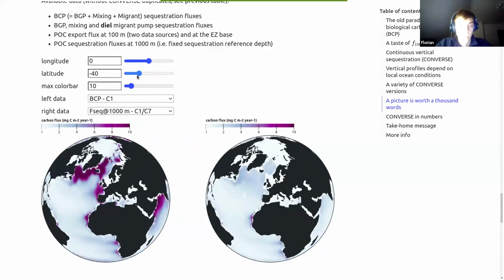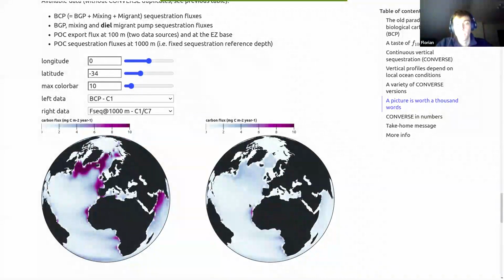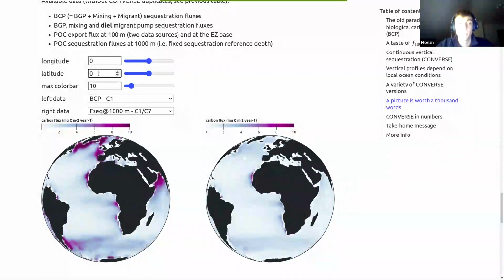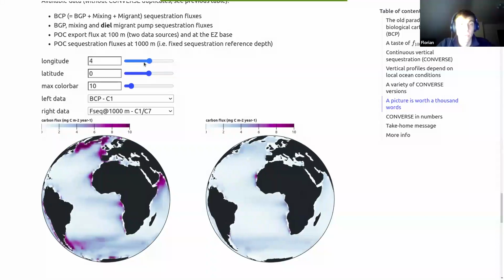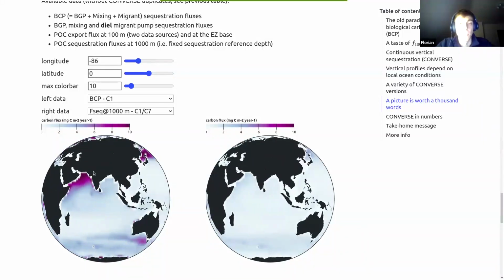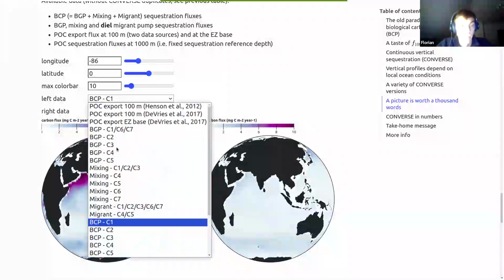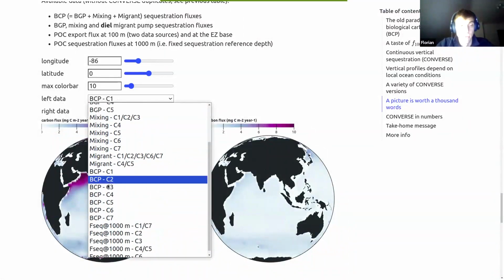So if I'm moving a bit here to the North Pole, you see that if you consider that sequestration only occurs below 1,000 meters, you clearly miss some patterns here. And it is even more striking if you look at the Arabian Sea, because if you've seen it before, you see that the F alert factor for the Arabian Sea is quite high above 1,000 meters. So if you do not consider it, you would miss a lot of sequestration. And again, you can do that for every different version.